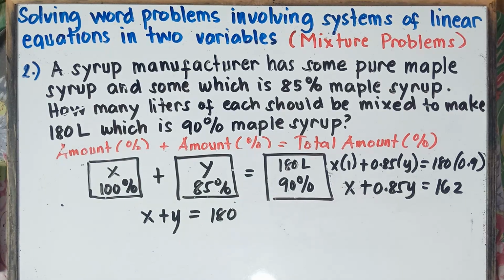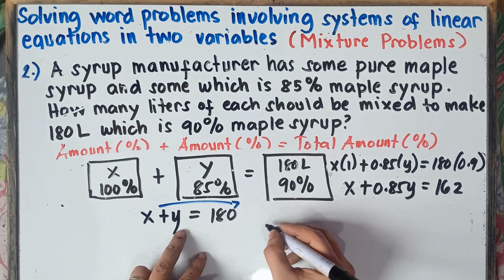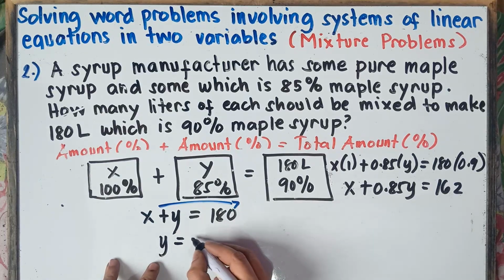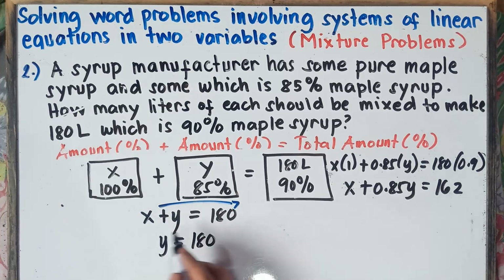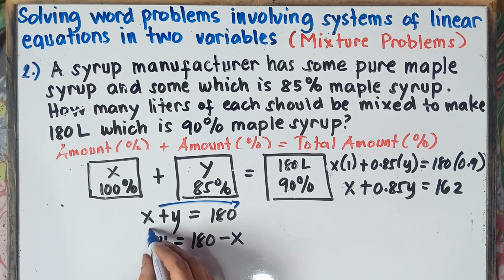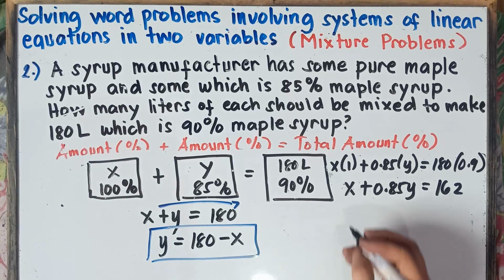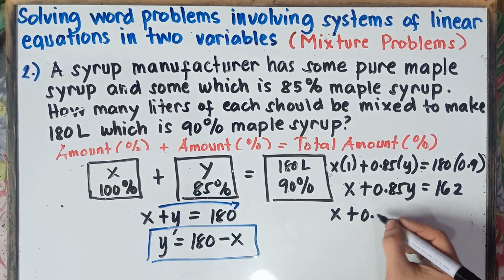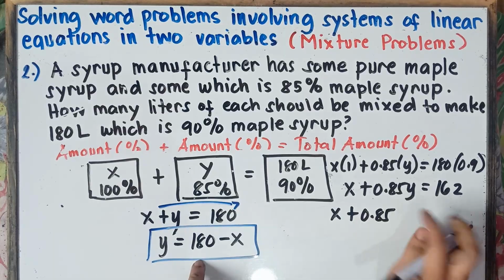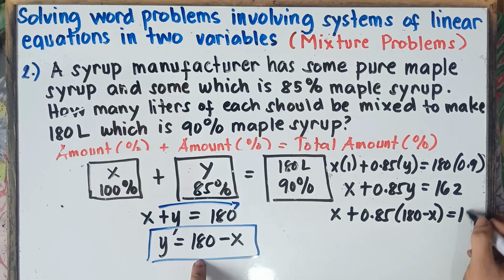So to get the value of y, simply transpose x from left to right. So y is equal to 180, transposing x from left to right. This is positive, it will become negative x. So therefore, the value of y is equal to 180 minus x. So this will be x plus 0.85 times the value of y, that would be 180 minus x, is equal to 162.